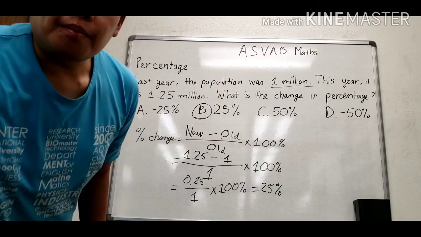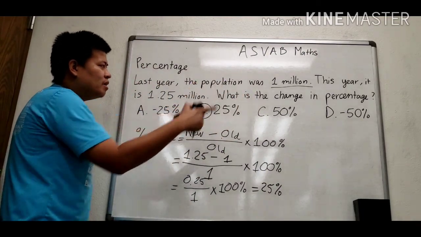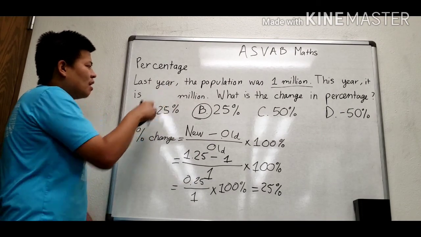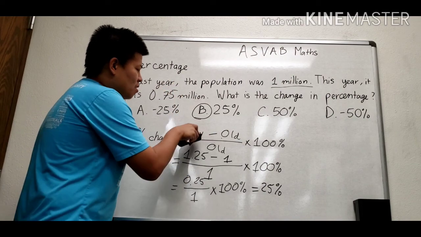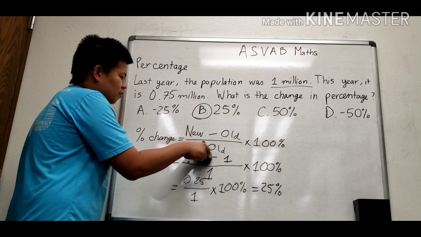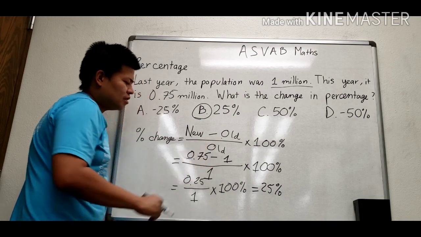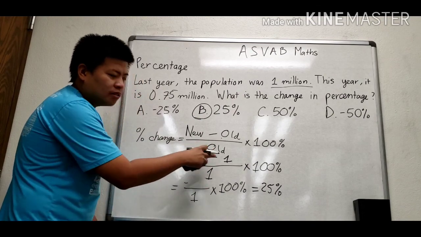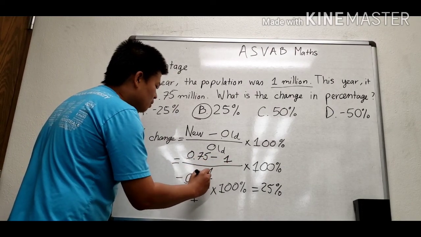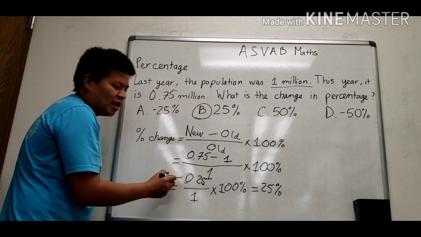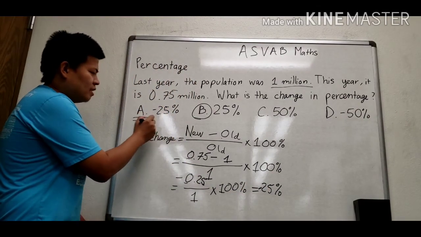However, if the number is like that, for example, the population was 1 million people, but this year it is 0.75. So the new number becomes 0.75, and when we calculate in here, 0.75 minus 1 is minus 0.25. We got a minus sign here, so we choose answer A.